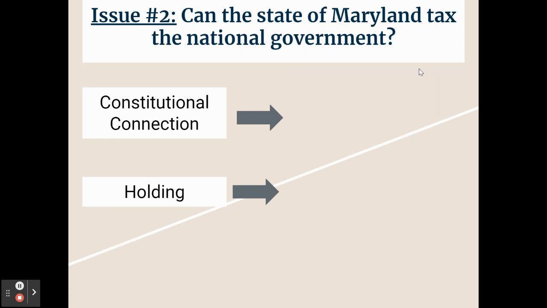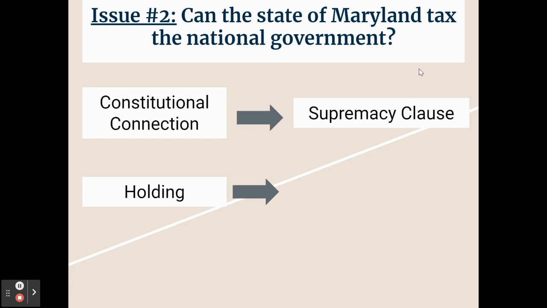Issue number two that has to be resolved is, what about Maryland taxing the national bank, the bank run by the national government? Can the state of Maryland actually tax something that belongs to the national government? This time, the connection is the supremacy clause. And that's because the national government's argument is that they are supreme to the states and that the tax indicates some sort of control over somebody.